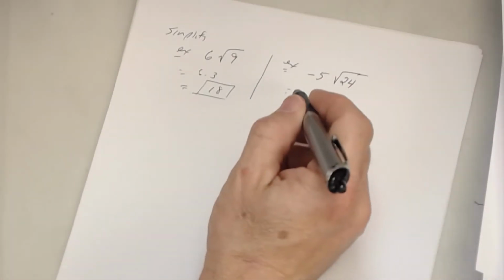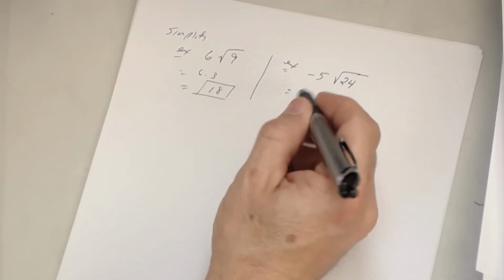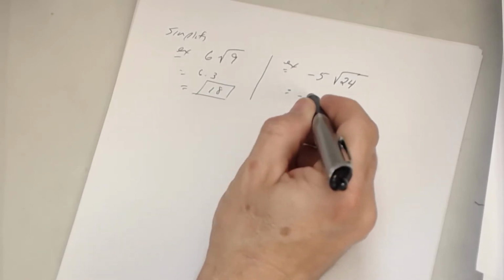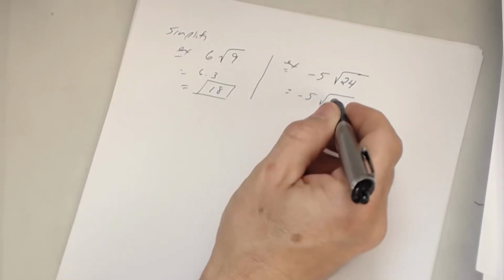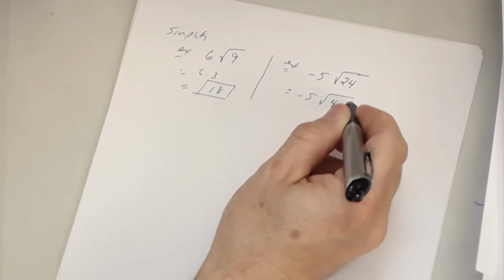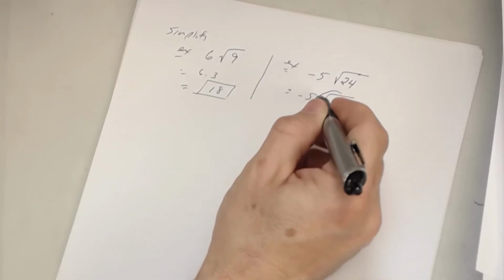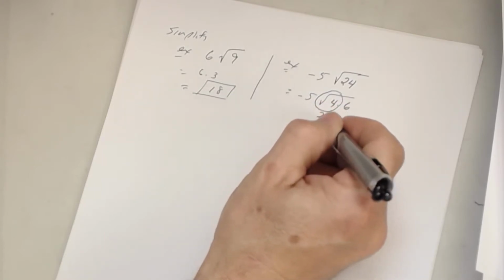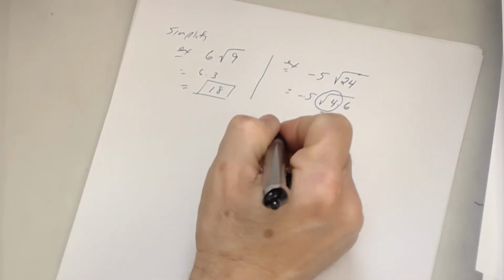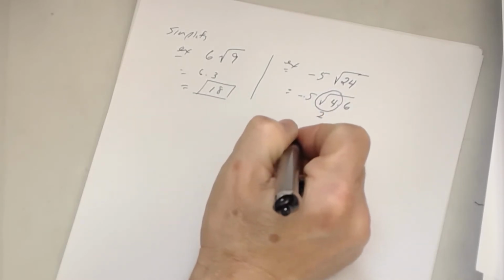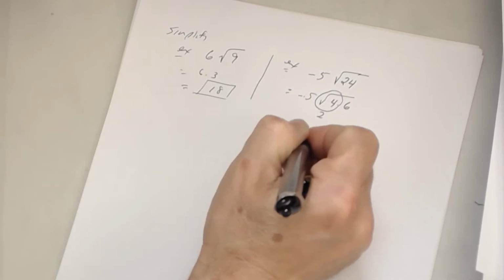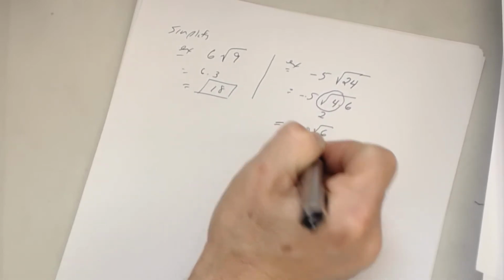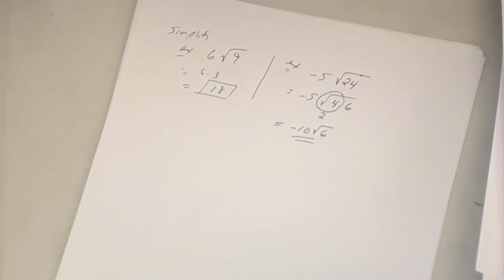And that's the largest. So I'm going to rewrite this and do it in steps. Don't skip too many things. So there's really negative 5 times the square root of what two numbers? 4 times 6. I'm circling the square root of 4 because I know the square root of 4 is exactly what? 2. So what's negative 5 times 2? Negative 10. So what's the answer? Negative 10 square root of 6.